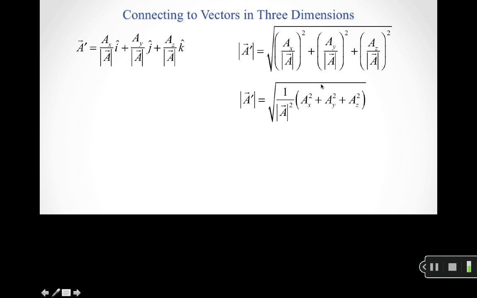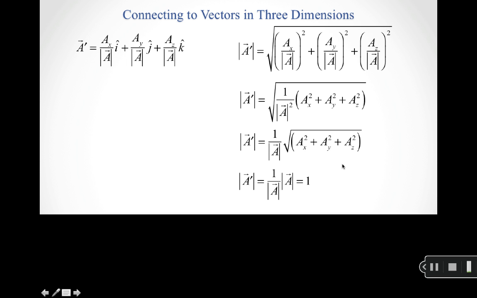Well, again, since this is 1 over something squared underneath a square root, I can pull it out, it undoes that square, and so what I'm left with is my magnitude of A prime is 1 over the magnitude of A times the square root of x component squared plus y component squared plus z component squared. Well, this, of course, is the magnitude of vector A. So what this tells me is that the magnitude of A prime is equal to 1. What that means is that new vector, A prime, is actually a unit vector.